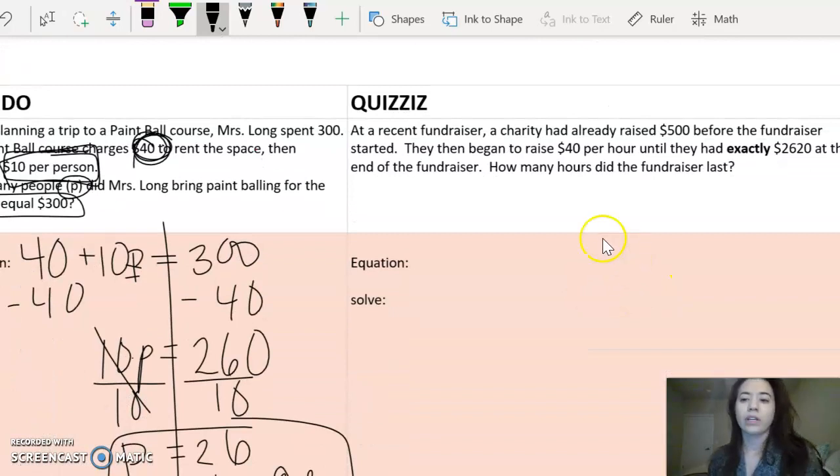Rockin' and rollin'. Next story problem here. This broke it up into two in the quizzes if you did it there. The first one was asking for the equation, and the next part was actually you solving.